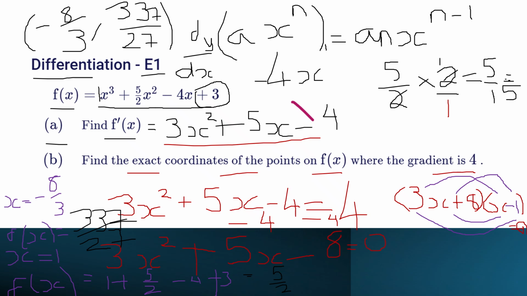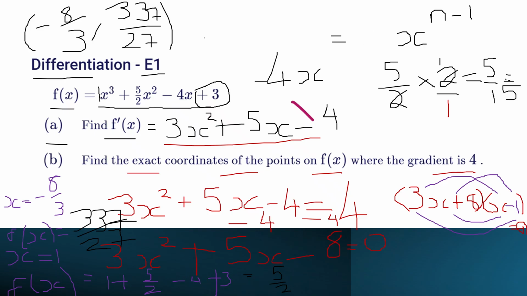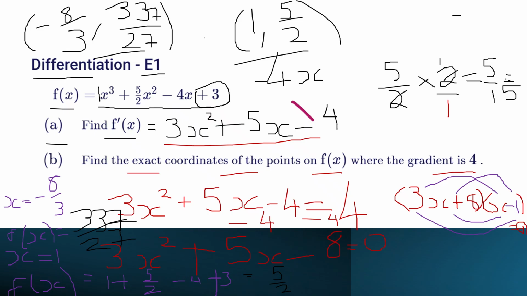Let's just delete this part for a second. Okay, and 1 and 5 halves. Let me just double check here when I put 1 in to make sure I've got the right answer. So 1 plus 5 halves minus 4 plus 3 is indeed 5 halves. Yeah, I was double checking that. Okay, so these two are the coordinates of f of x when the gradient is equal to 4.